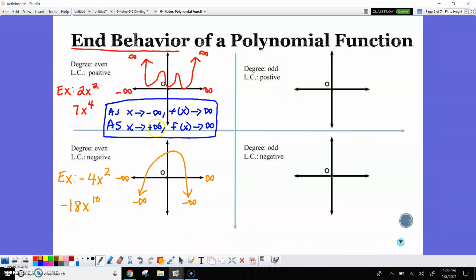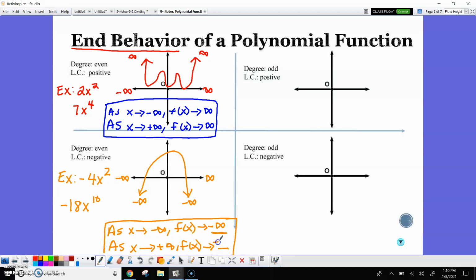So the only thing that changes here, the first part does not change. It's always as x approaches negative infinity, f of x approaches. It's just this last thing that changes. As x approaches positive infinity, f of x approaches. So this part will always stay the same. The only thing you need to fill out is the ending part. So both of these are going towards negative infinity. That's your entire end behavior.